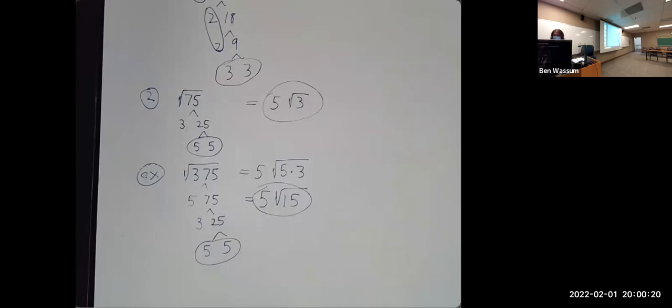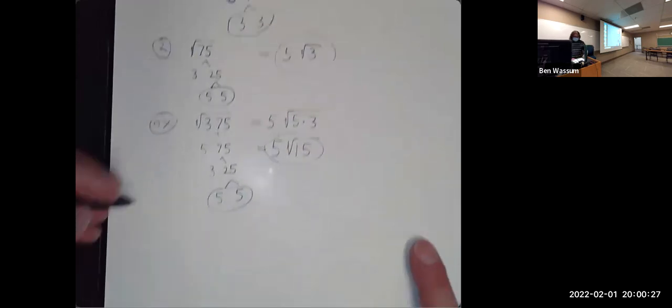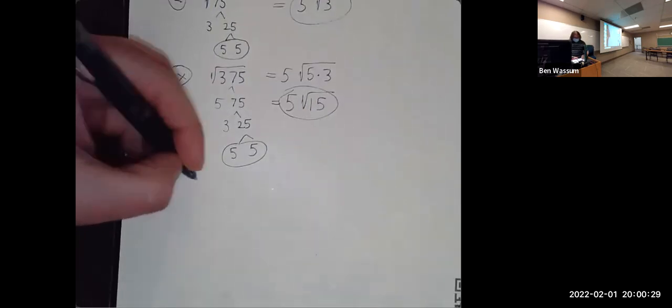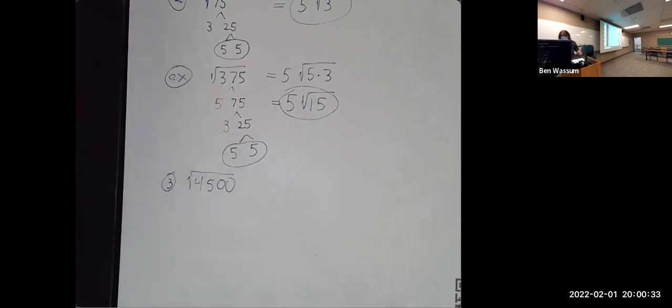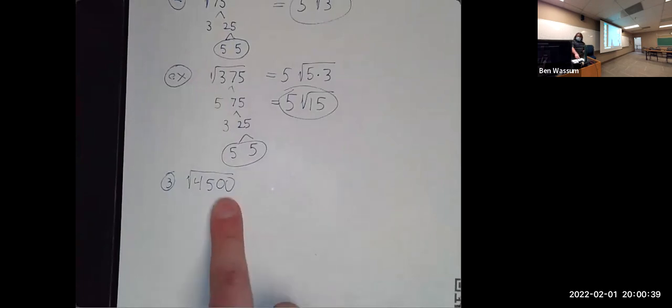Okay. Let's see. My number 3 is the square root of 4,500. Oh God, what do I do? It's a 4-digit number. But the last 2 digits are zeros. And if the last 2 digits are zeros, this is 45 times 100.